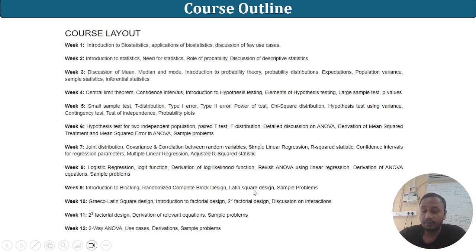So in the first three weeks, we have seen what the statistics course is and the applications of biostatistics. Then we saw the need for statistics and the role of probability. After that, we discussed some description of statistics like mean, mode, and median. After that, we saw probability theory, in which we have seen the distributions also, like the binomial and Poisson distributions.